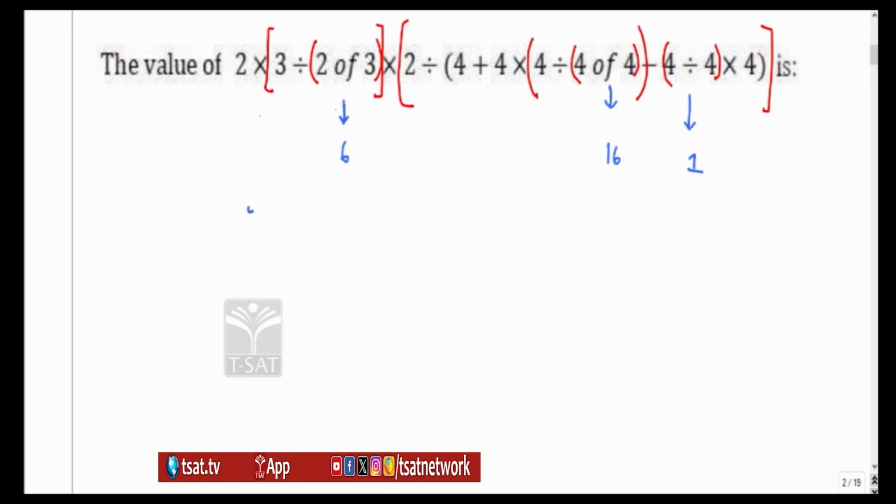Now see here, 2 into 3 divided by 6 is 1 by 2, into 2, but divided by this whole thing. This 4 of 4 is 16, then 4 divided by 16 is 1 by 4 here. 1 by 4 into 4 is 1, therefore it is 4 plus 1. Then after that you have 4 divided by 4, 1 into 4, it is 4.